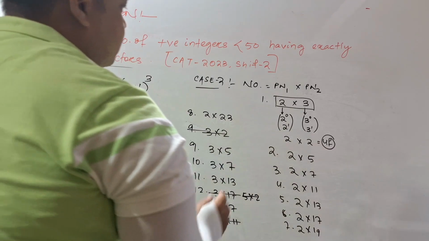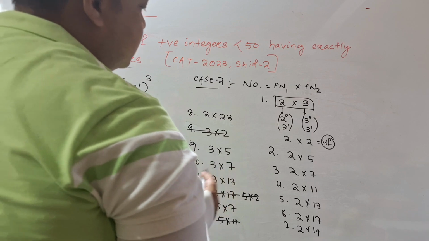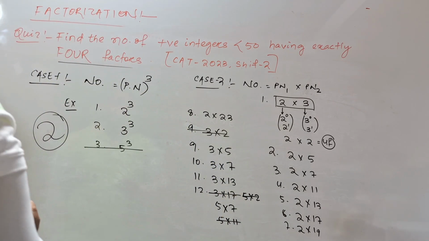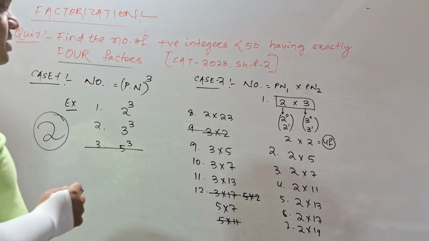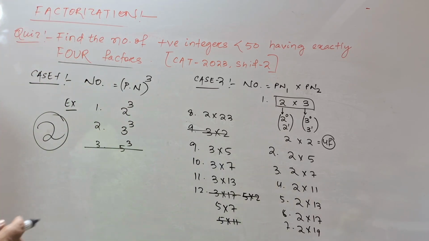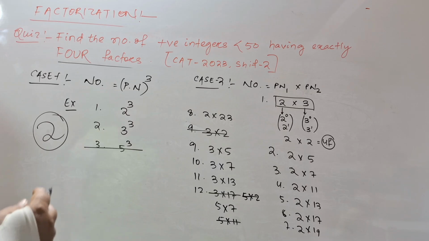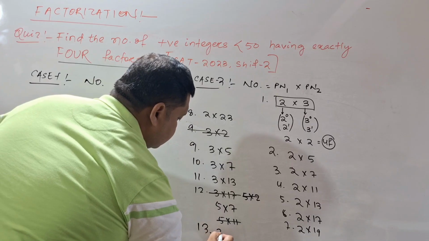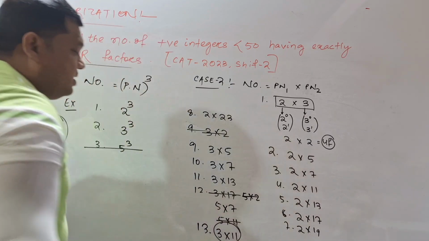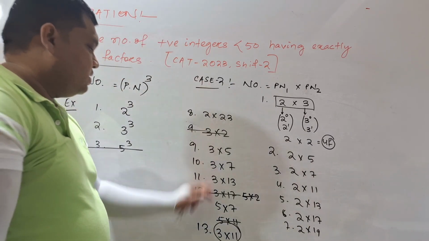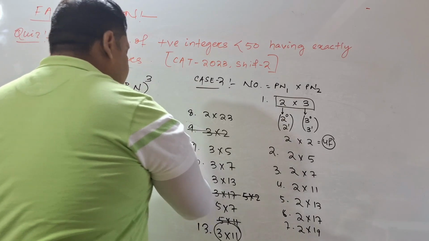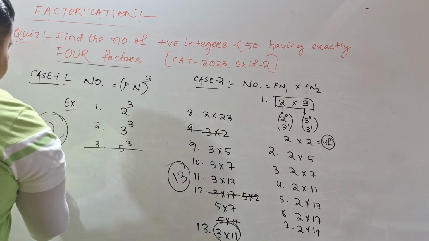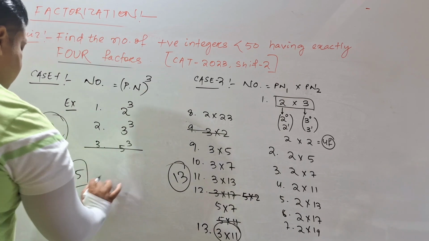Just cross check: 2 into 3, 2 into 5, 2 into 7, 11, 13, 17, 19, 2 into 23, 3 into 5, 3 into 7. Here I skipped 3 into 11, so consider another one, 3 into 11, 33. So in total, in case 2 there are 13 solutions, and in case 1 there are 2. So the answer for this question is 15. It is a theta based question.